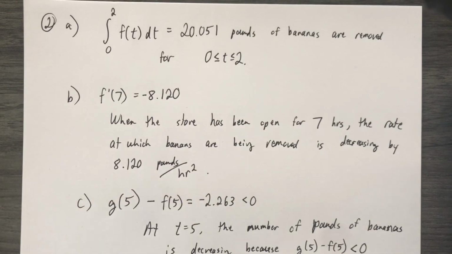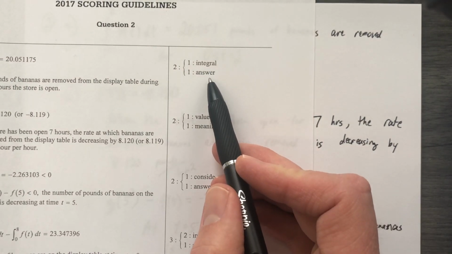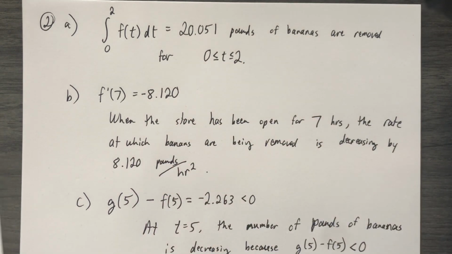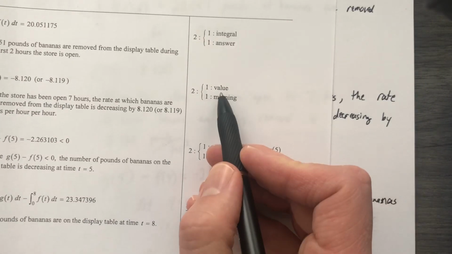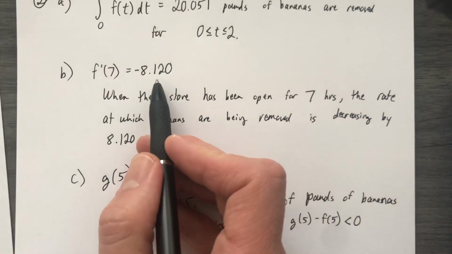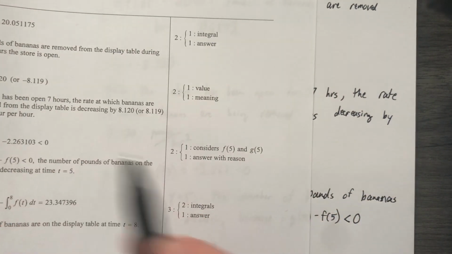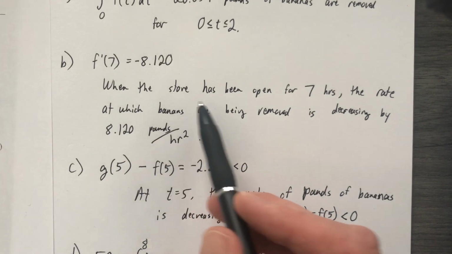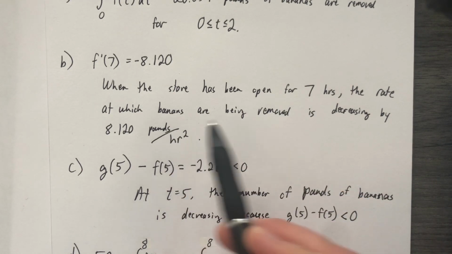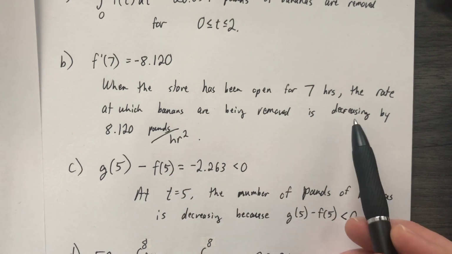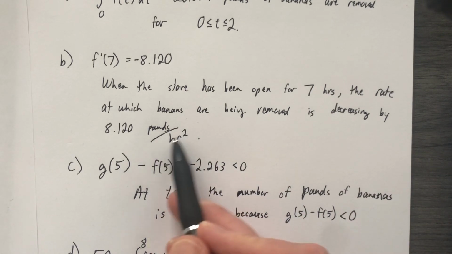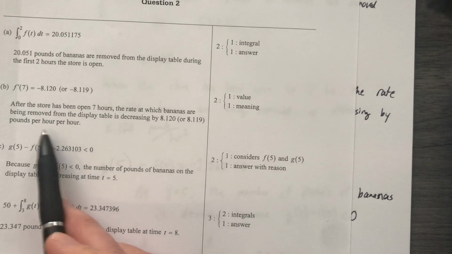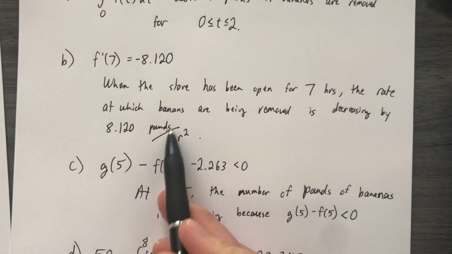Part A, we got a point for the integral and a point for the answer. So integral, 1 point, answer, 1 point, explanation, just for the context. All right, the value of part B is worth 1 point, got it. And then the meaning, and I worded mine very similar to the way they worded theirs, maybe almost word for word. When the store has been open for 7 hours, the rate is decreasing. So basically, again, it's the derivative of a rate, and then we had to put the units in there. So that one was very important. They didn't mention units, but that does provide the context. Pounds per hour, I worded mine like that, same thing.